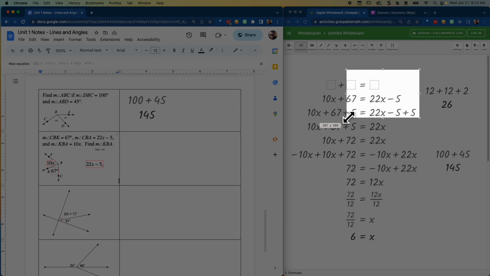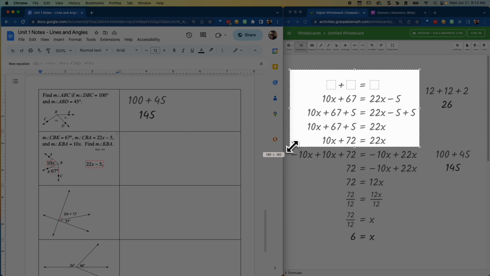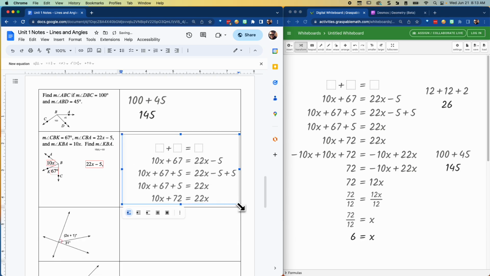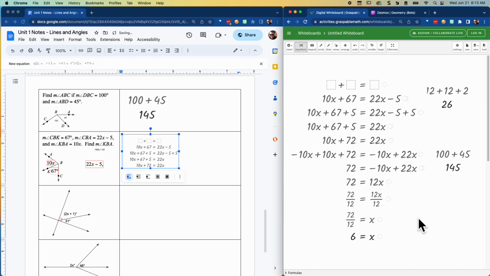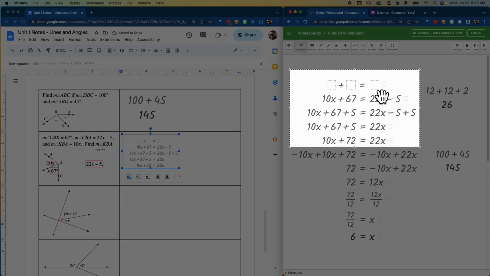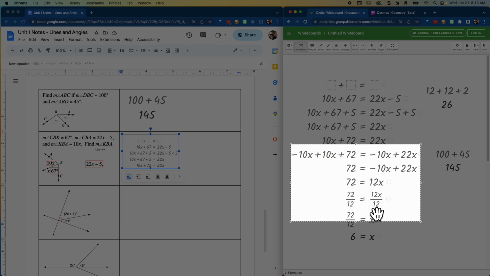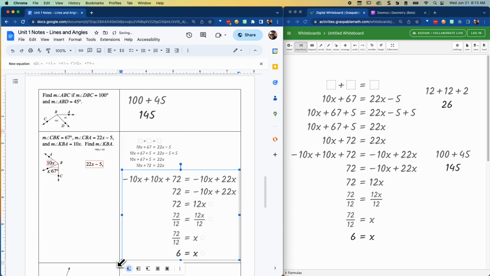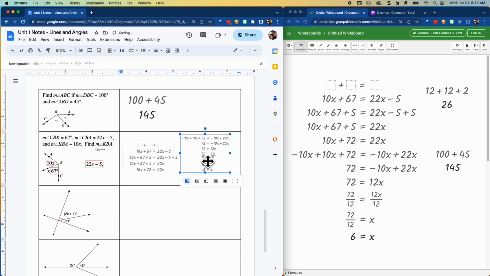So we'll kind of do it in two halves again. So here's like this half. Capture that, paste it in, but make it small so I can do it side by side. Capture the second half. All right, there we go. So now I have the solved equation and I figured out that KBA was 60.